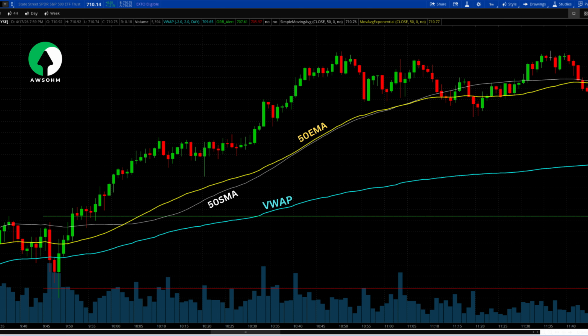VWAP plus EMA continuation: best time frames: 1-minute and 5-minute. VWAP resets daily, so it's designed for intraday use. The 1-minute helps identify quick pullbacks to the 9 EMA. The 5-minute confirms whether the trend is stable. A common approach is watching VWAP on the 5-minute while entering on the 1-minute.